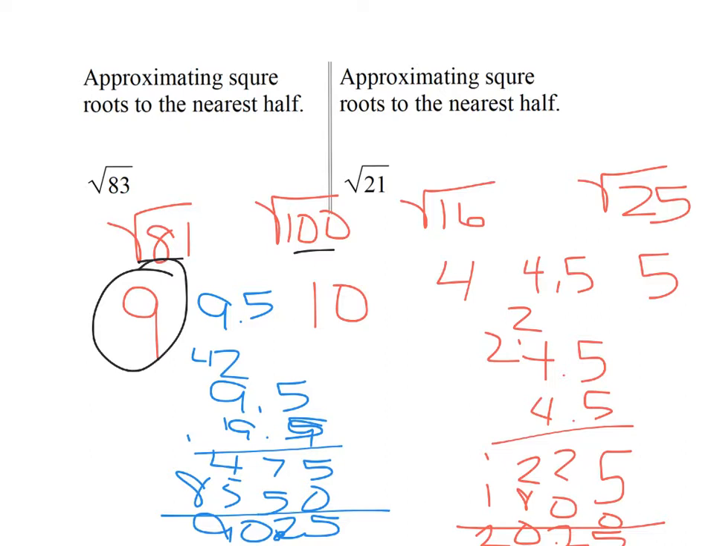All right, 21 is bigger than the 20.25. How much bigger? By just 0.75. Okay, and it's 4 away from that 25 here. So now this one is going to be closest to 4.5. I would say it's about 4.5.